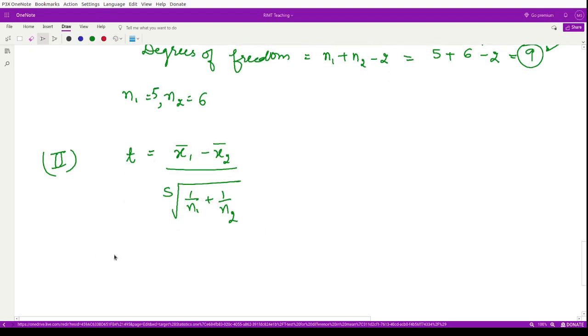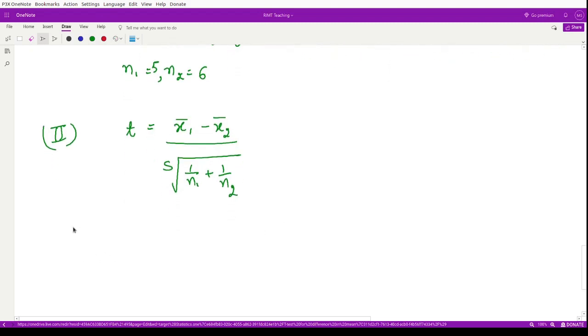So what would be your x1 bar? For the first sample, you have the data values as 8260, 8130, 8350, 8070, and then you have 8340. So these are the 5 values.